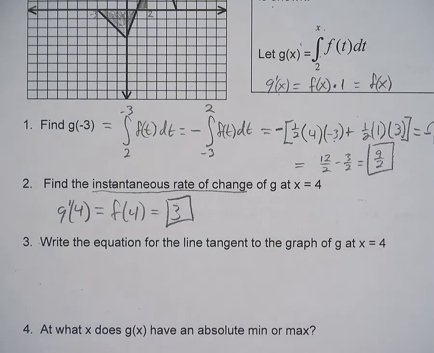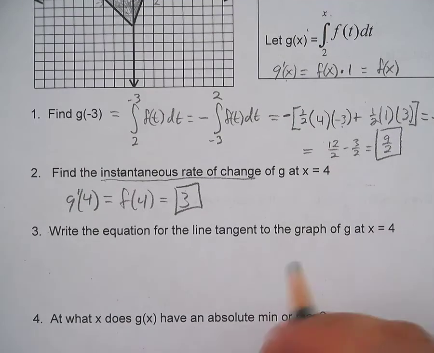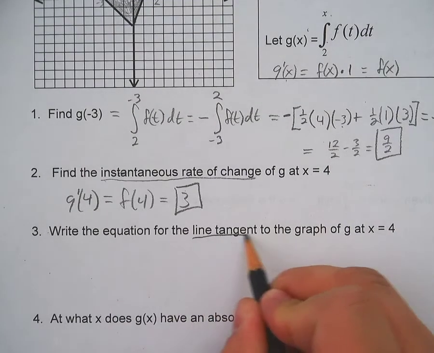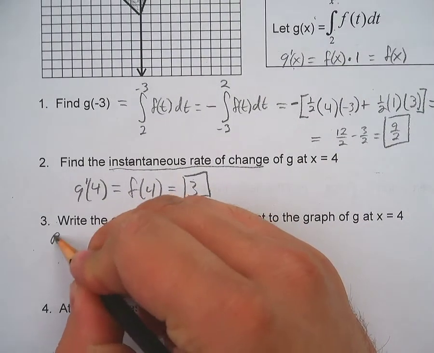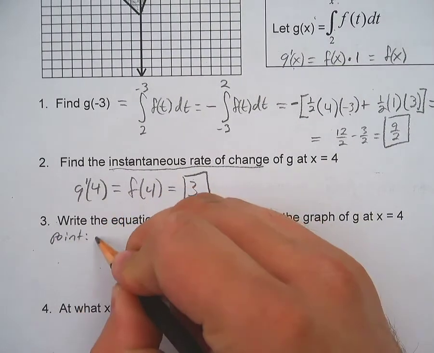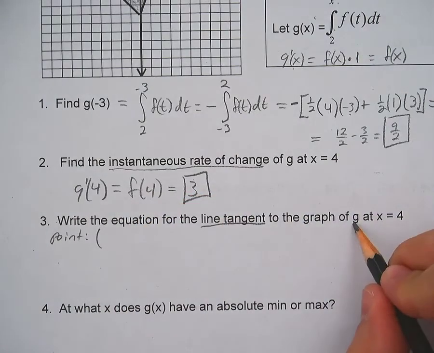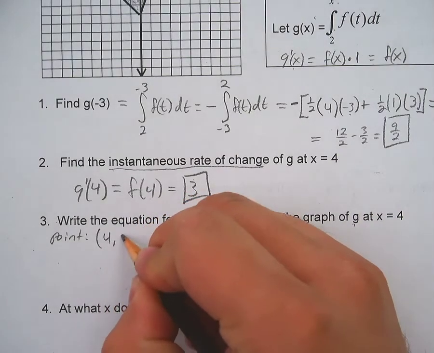Number 3. Write the equation for the tangent line to the graph at x equals 4. Tangent line. That means I need a point. And the point is going to be G, right? So I need 4 comma G of 4.